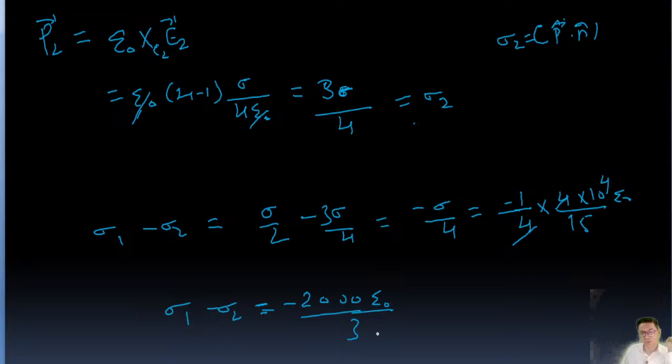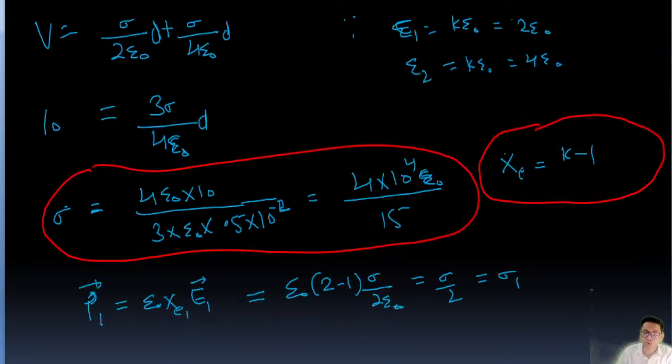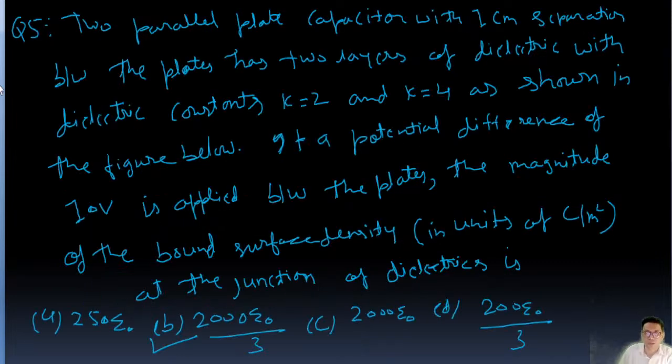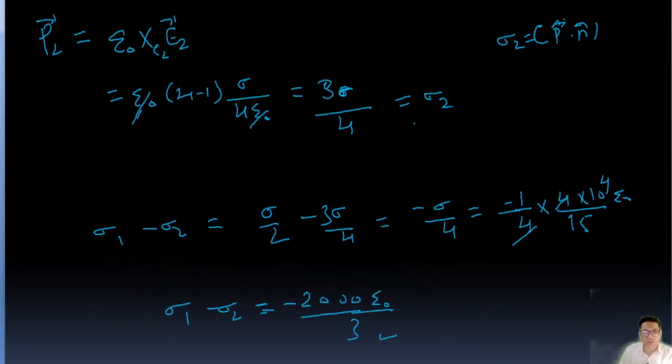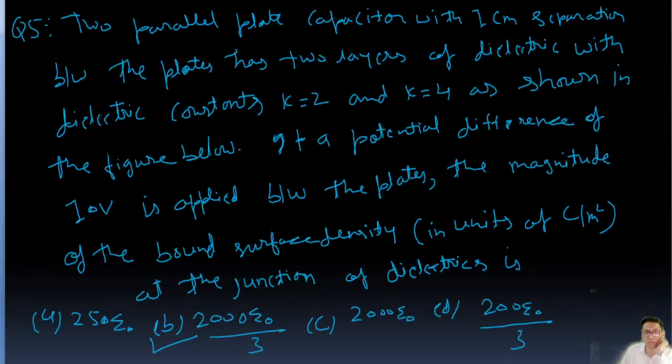So this is the value, guys. Now just let me check. This is a very good question, guys. You need to know these things. Like the charge between two sheets, we know, that's why we have directly written E1 equal to sigma upon epsilon 1d. So this is the value of the bound surface density at the junction of dielectric.